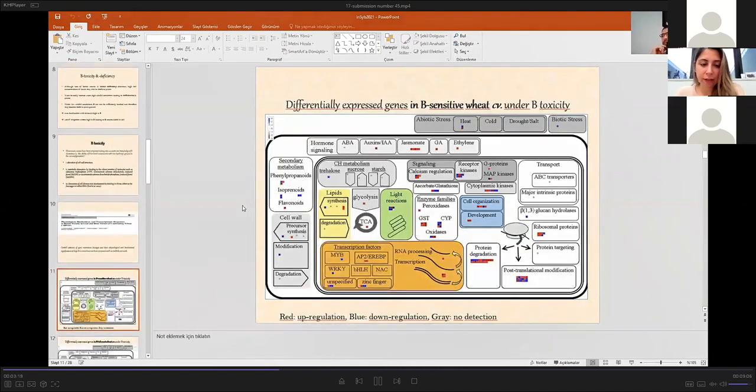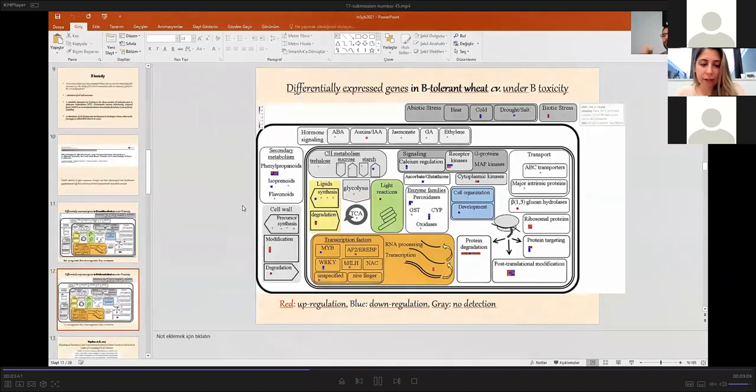So in this article, we used MapMan analysis for microarray experiments. This comes from this program. It shows the differentially expressed genes in the boron sensitive wheat cultivar Atay under boron toxic conditions. The red one indicates upregulated genes. The blue one is the downregulated, as you see. And this is also the boron tolerant wheat cultivar.